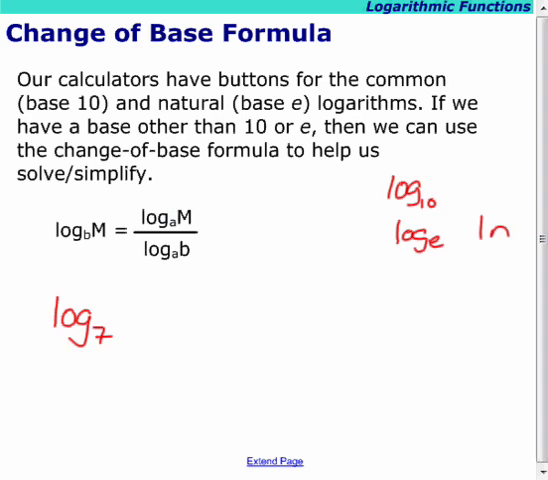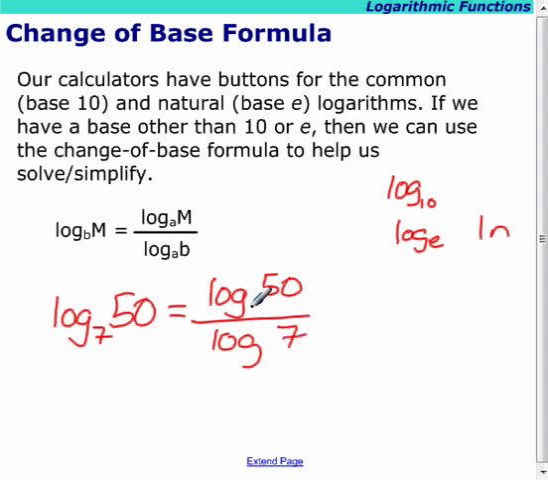So let's say, for example, I need to find log base 7 of 50. My change of base formula says all I do is take the logarithm of the top number and divide it by the logarithm of this base. And I get to choose whatever base I want in there. I choose 10 because it's on my calculator. To solve this, all I do is go log of 50 divided by log of 7 on my calculator, and I'll get 2 point whatever the number comes out to be.